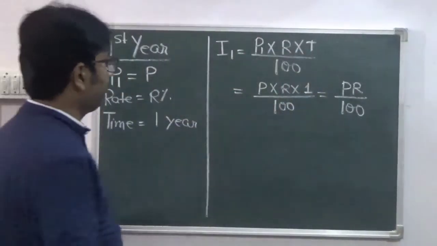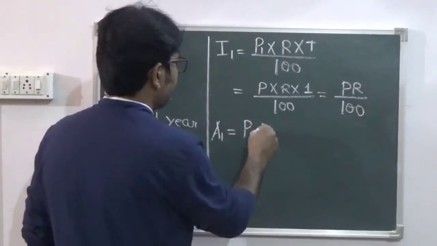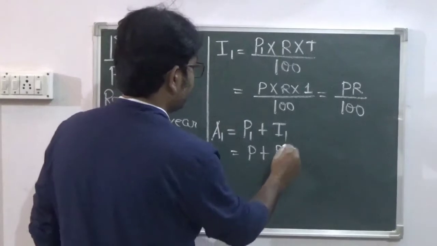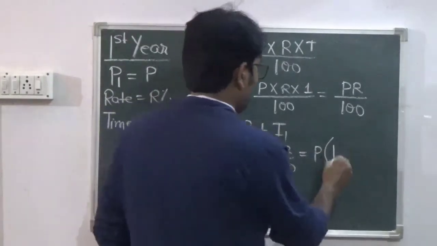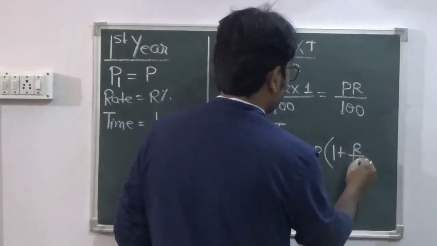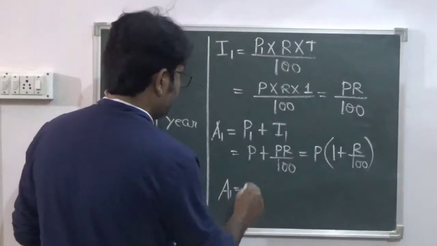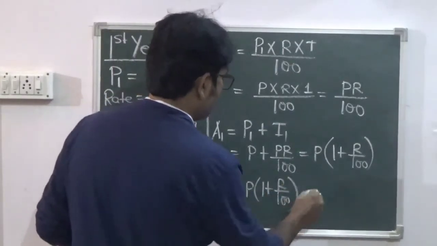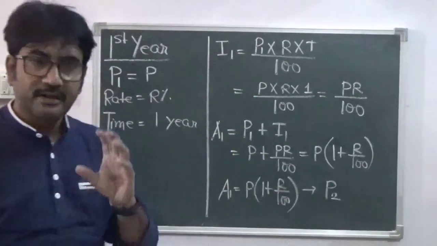Now we calculate the amount. So amount is principal plus interest, that is P plus PR by 100. So we take P common, we have 1 plus R by 100. So we have A1 is equal to P into 1 plus R by 100, and that we refer to as P2, which will be the principal for the next year.